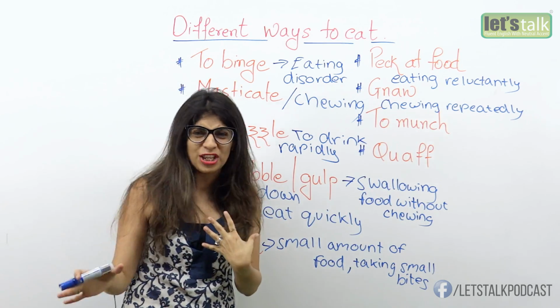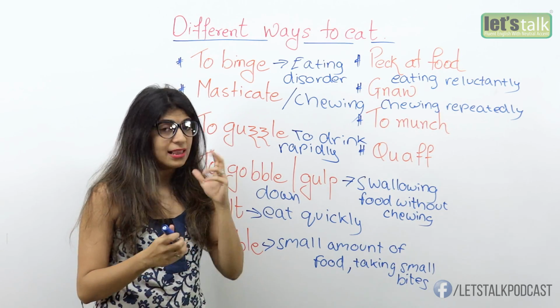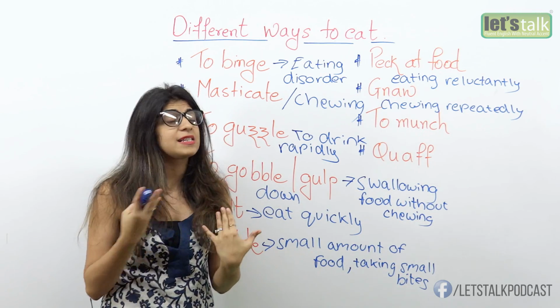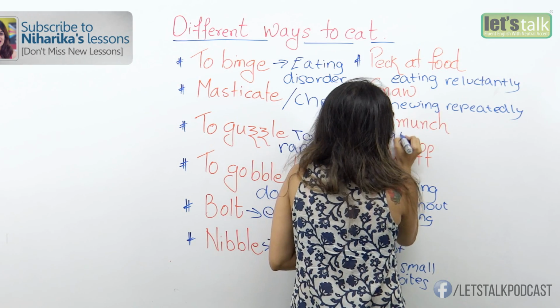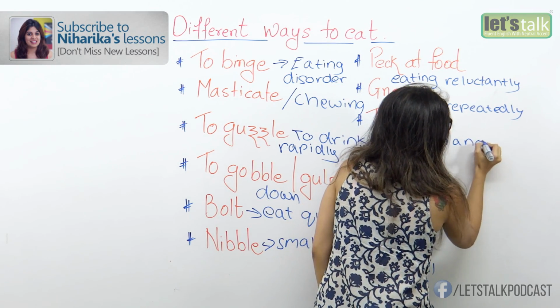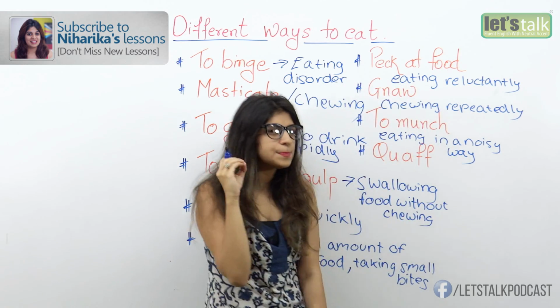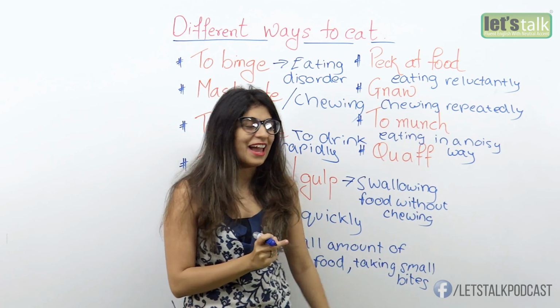Well, stop munching at that apple. Apples are usually nice and crispy and they make a lot of noise when you eat it, or chips. When you eat it, it makes a lot of noise. So that is munching. So eating in a noisy way. That crisp sound that comes out of your mouth, that's munching, okay?